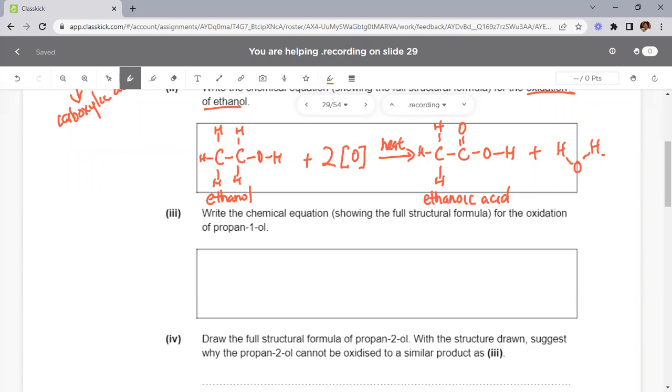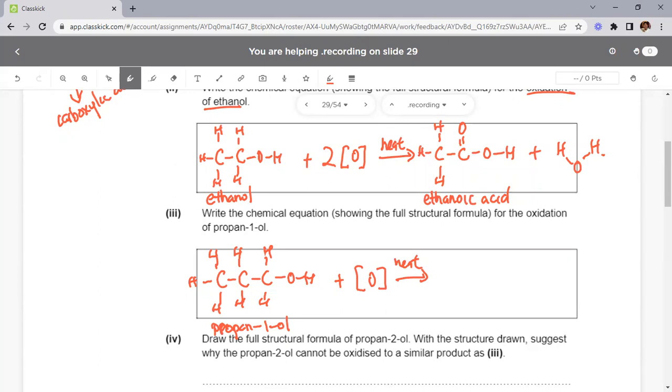Now we're going to try. What if I start off with propan-1-ol? So C, C, C. I'm going to have OH over here, and H, H, H, H, H, H, H, H. So this is my propan-1-ol. What happens if it undergoes oxidation? I want you to go and try it out. Maybe just take 1 minute to go and finish this up. Okay, 1 minute, start now.